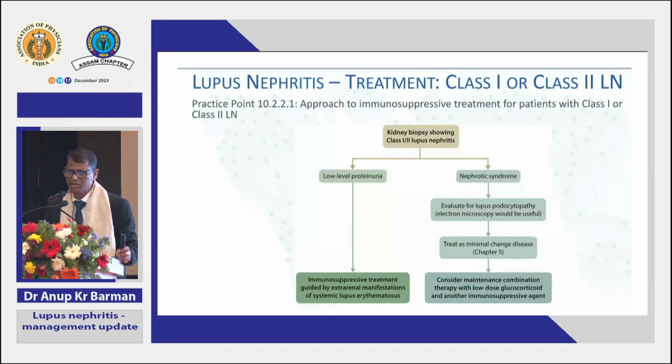So in the induction phase, in class 1 and class 2, if the proteinuria is less, you treat without any high dose of steroid. You can treat with only hydroxychloroquine, the drug of choice here, along with steroid if required for other extrarenal manifestations of lupus, otherwise not for the kidney. Similarly, if it is nephrotic syndrome, heavy proteinuria, then we have to use bolus steroid along with other immunosuppressives like azathioprine or MMF. So this is in class 1 and 2.